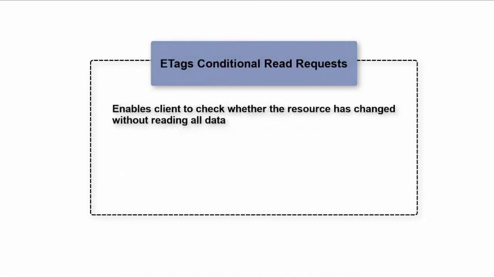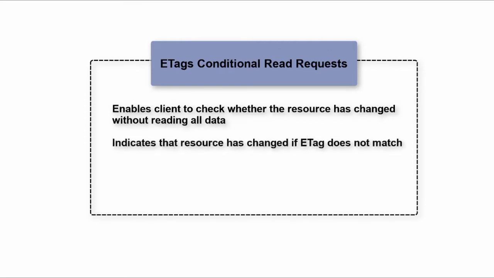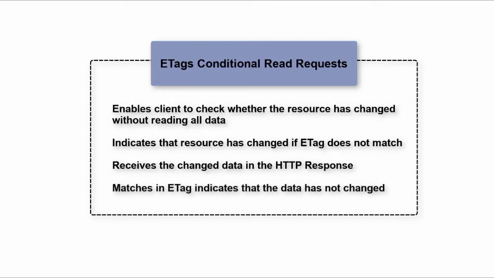If Etags are used for conditional read requests, the client can check whether the resource has changed without the need to read all of the data. If the Etag sent by the client does not match, this indicates that the resource has changed. The client receives the changed data in the HTTP response. If the Etag matches, it indicates that the data has not changed and the client can work with the data that is available locally.